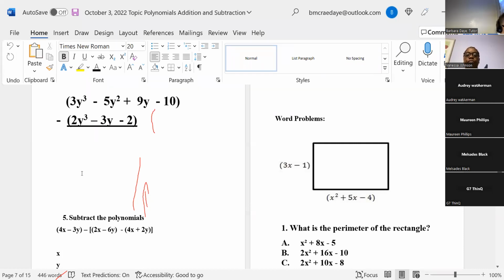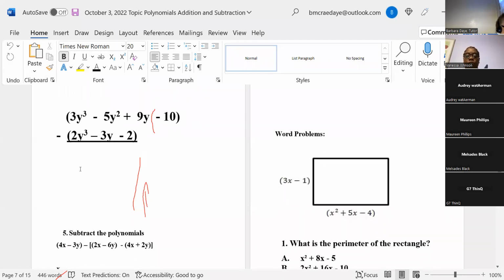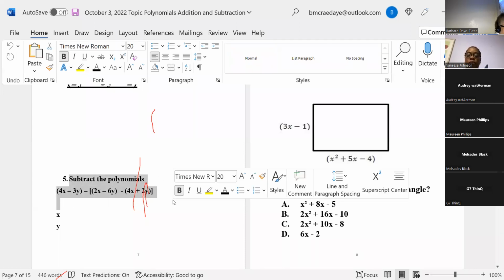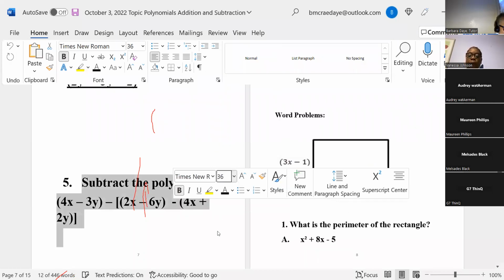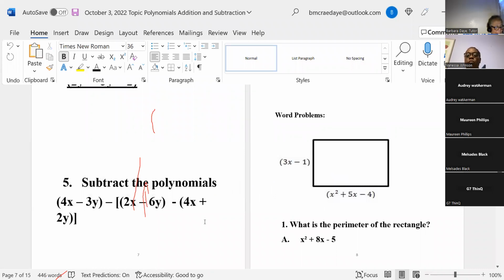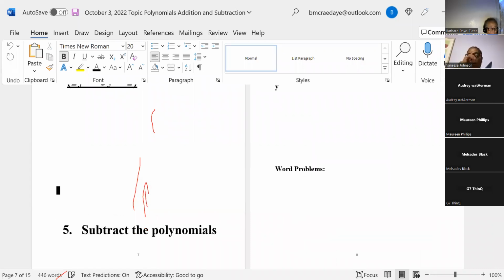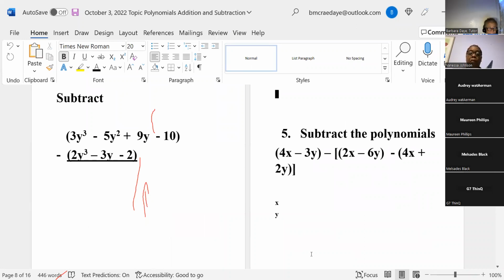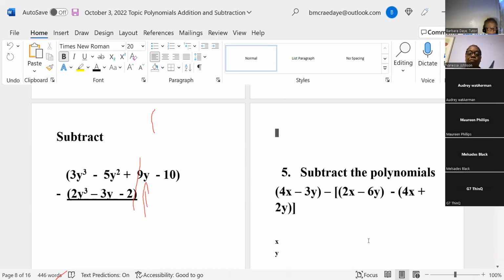It has brackets and parentheses. All right. Let me just make this bigger. And this is the one I want you to do. Now I'll put this all on the next screen.